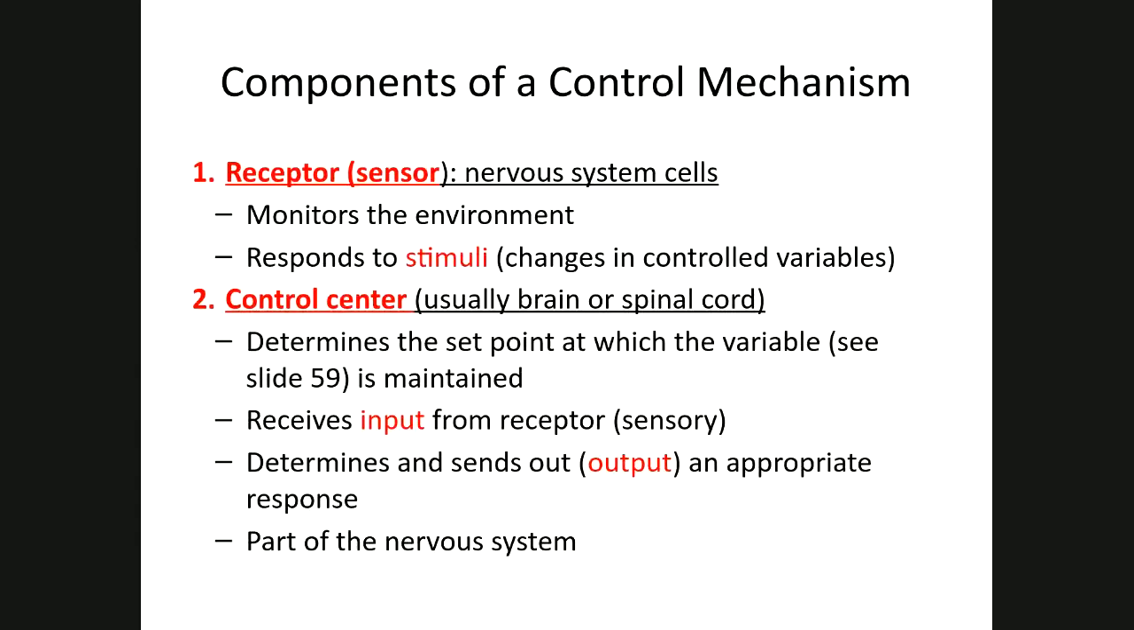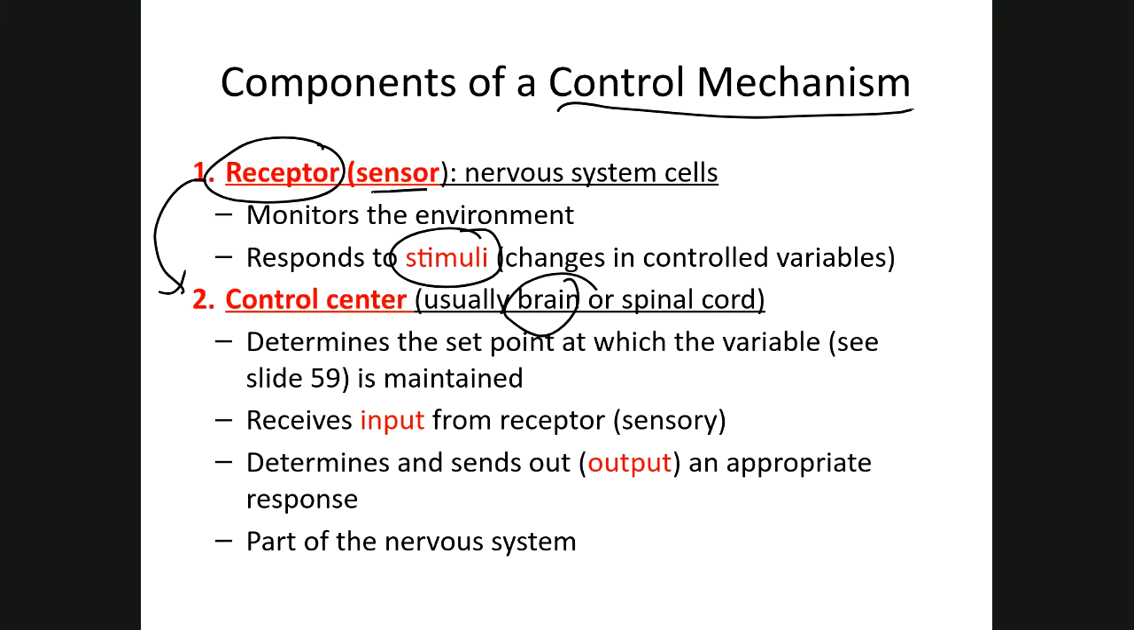So you should be able to explain the components of a control mechanism that maintains homeostasis. The receptors or sensors that monitor the variables in the environment. Changes in the environment, in the variables, are called stimuli. These receptors are going to communicate with the control center, which is typically the brain or the spinal cord, and the control center is going to put together a response that will be carried out by effector organs.